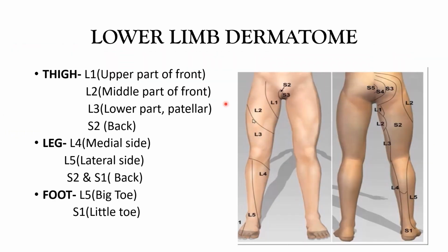Now, for the lower limb dermatome, we divide it into three: the thigh, the leg, and the foot. For the thigh, L1 is the upper part of the front of the thigh. L2 is the middle part of the front of the thigh. L3 is the lower part of the front of the thigh and then extends to the patella.